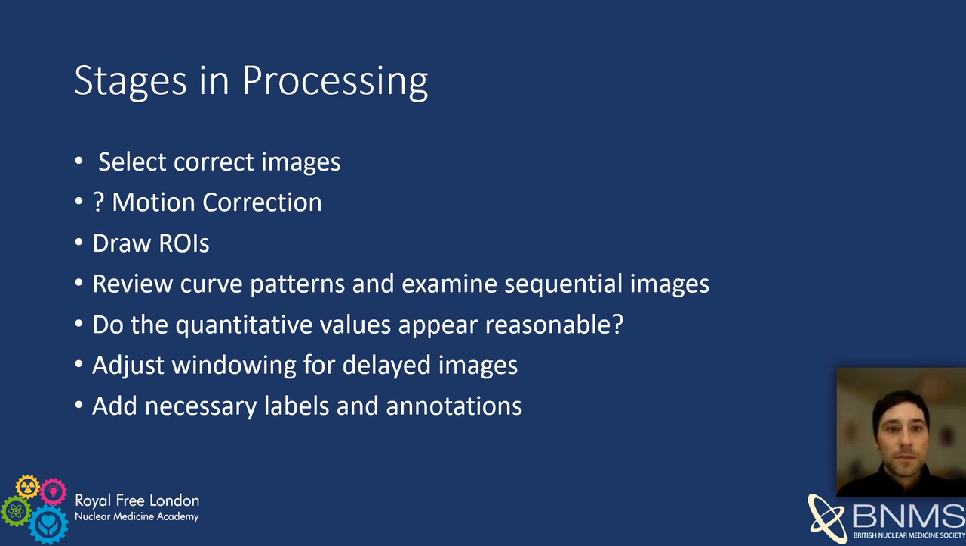There are multiple stages involved in processing renograms. The first step seems fairly obvious. Select the correct images. For the majority of native kidney renograms, posterior images are used for processing, as the kidneys lie more posteriorly in the body. There is therefore less attenuation and background counts from overlying tissues.